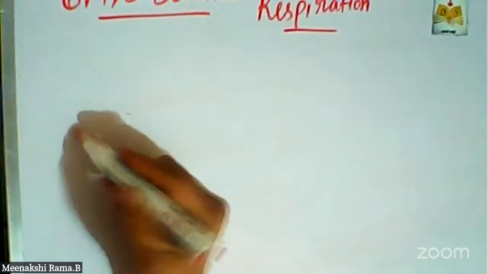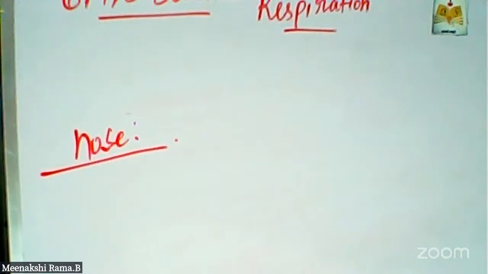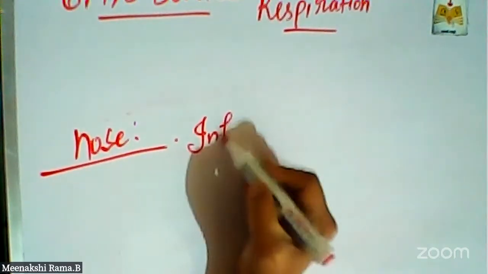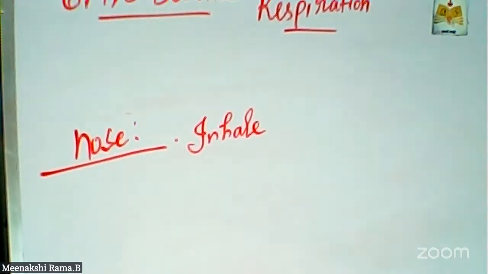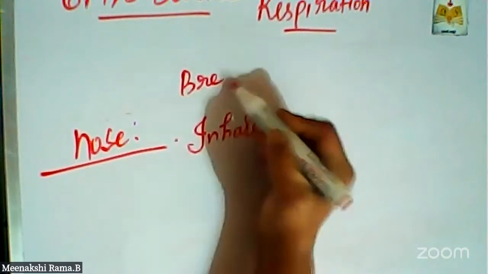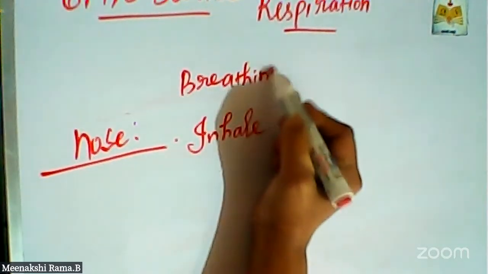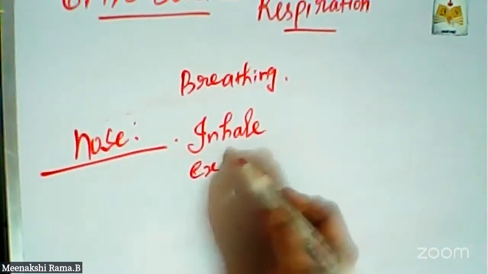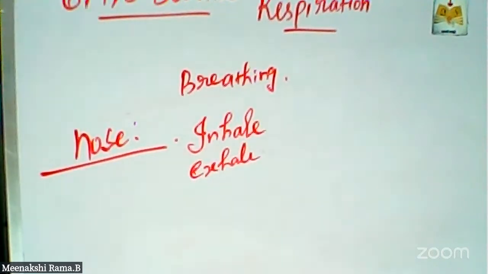In our respiratory system, the first part is the nose. Nose is the initial part of the respiratory system. We inhale the air with the help of the nose. In breathing there are two processes, inhalation and exhalation. One is inhale and the other is exhale. These are the two processes in breathing.